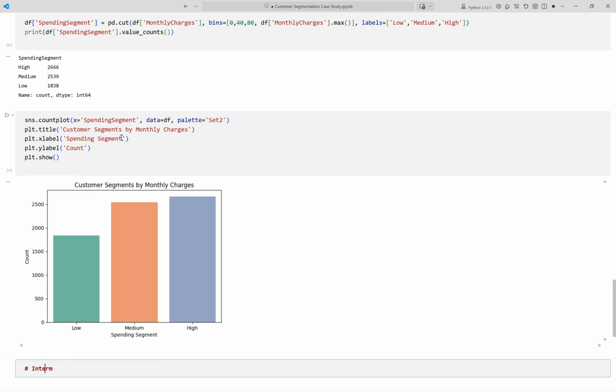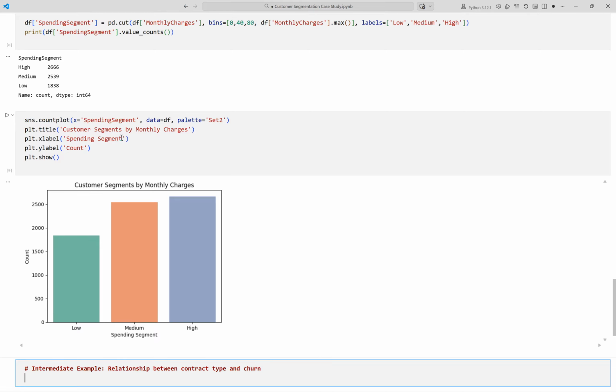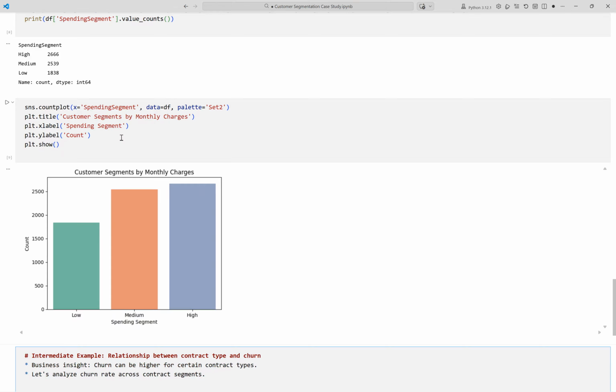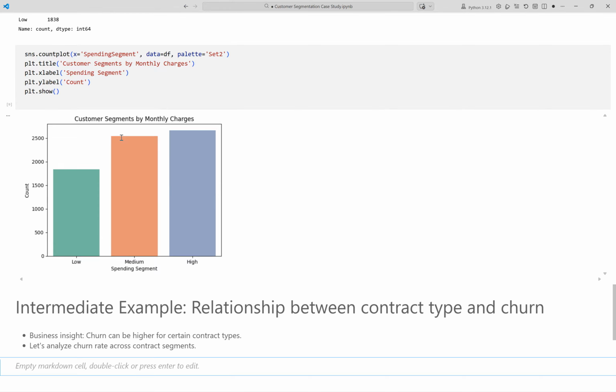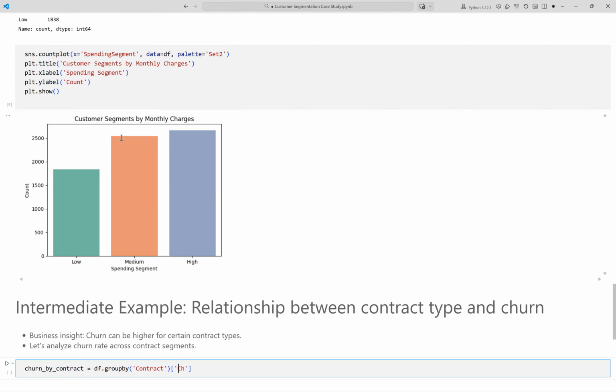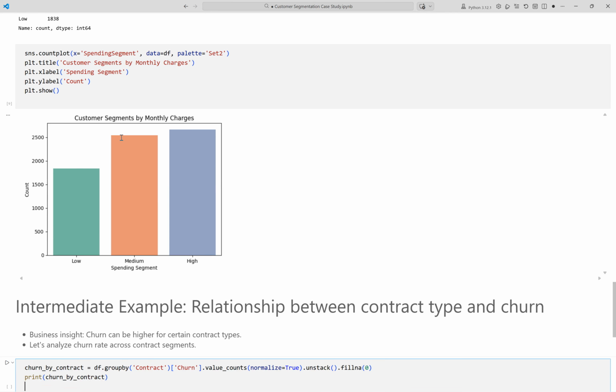Intermediate example: relationship between contract type and churn. Business insight: churn can be higher for certain contract types. Let us analyze churn rate across contract segments. Running the cell now. We compute the percentage of customers who churned, grouped by the type of contract. This reveals which contract types may need attention in retention strategies.